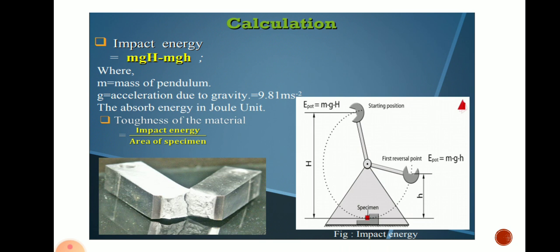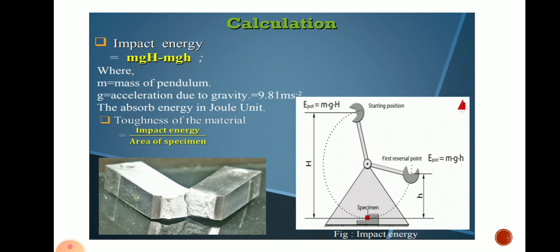Initially we take the reading of the initial height H. See in the diagram, suppose we have lifted the hammer on the left side by a distance H, capital H, and then we release it from that height, and the test specimen is exactly at the center. It will break the test specimen and move to the height small h. So we have taken these two readings, capital H and small h.